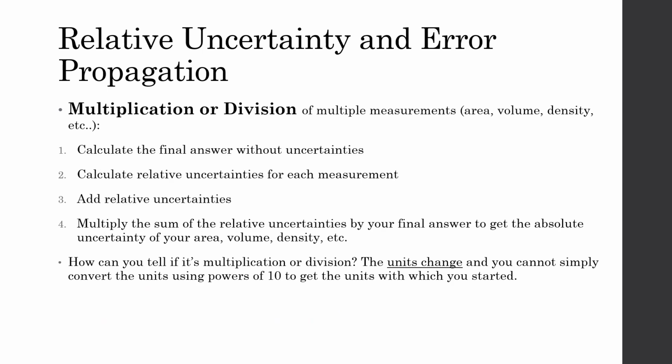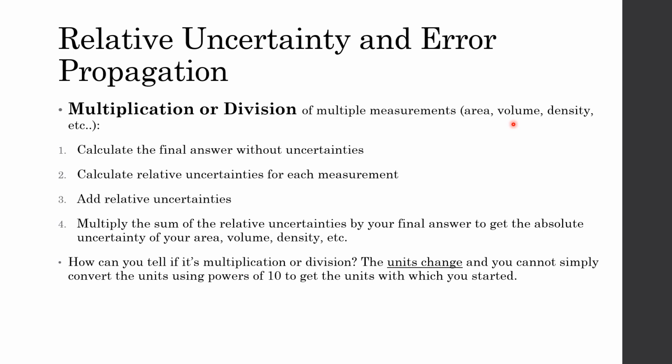Now we're going to discuss how we would propagate error using relative uncertainty. Now this is going to be for those problems where there's multiplication or division of multiple measurements. So say you have meters and meters and you go to meters squared for an area. Say you have meters, meters, meters, and you go to a volume, so you go to meters cubed. Say you have density, so you have completely different units. You have grams and you have milliliters, and you go to grams per mil, etc. The list goes on and on.